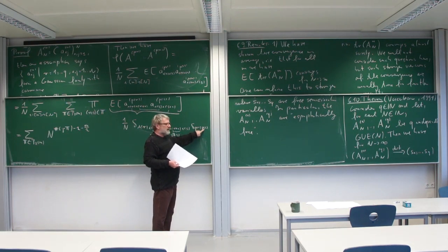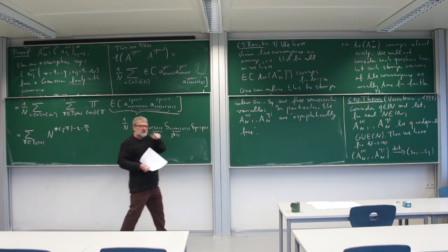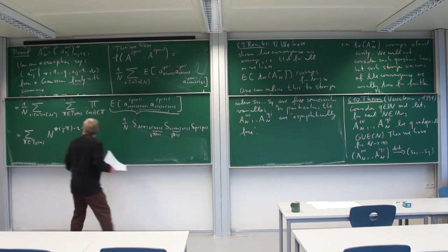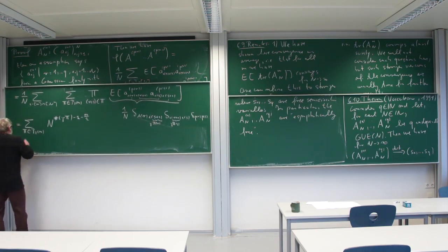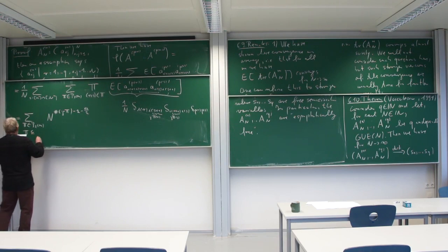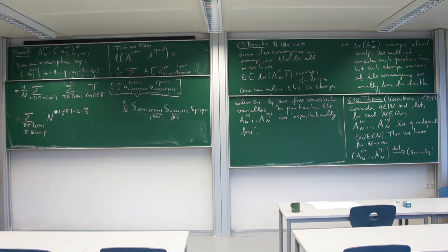So for each pair in my pairing, p of r and p of s must be the same. R and s are the two positions which are connected by my pairing. And this then tells me actually that I'm summing here not over all pairings, but only pairings which satisfy this constraint, and this constraint is nothing else than pi is less or equal to the kernel of p.